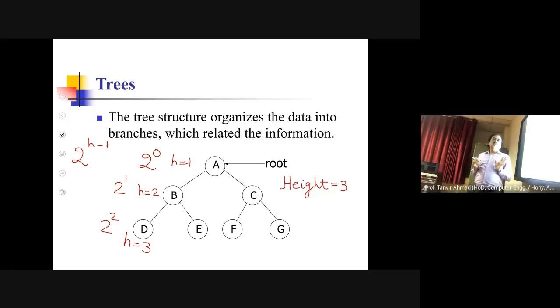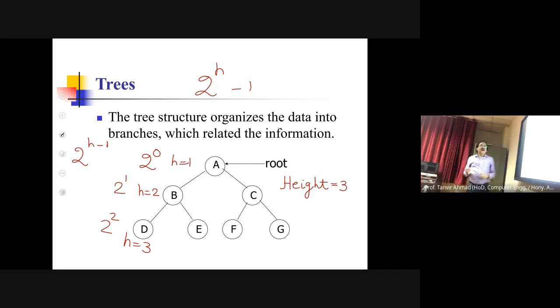But if I ask you what is the maximum number of nodes that can be there in a tree of height h, the formula for this will be 2 to the power of h minus 1.